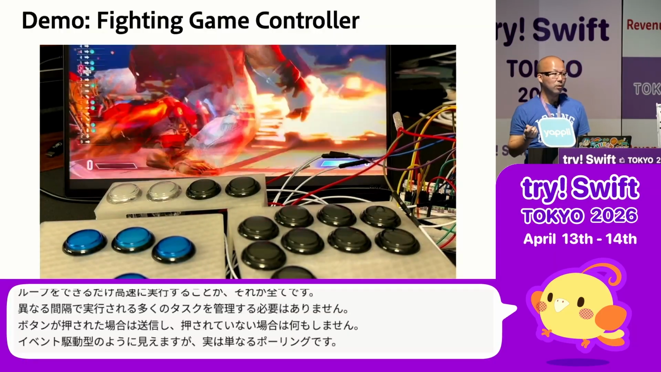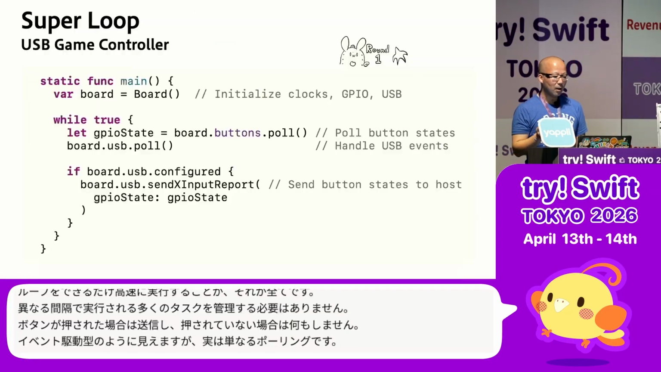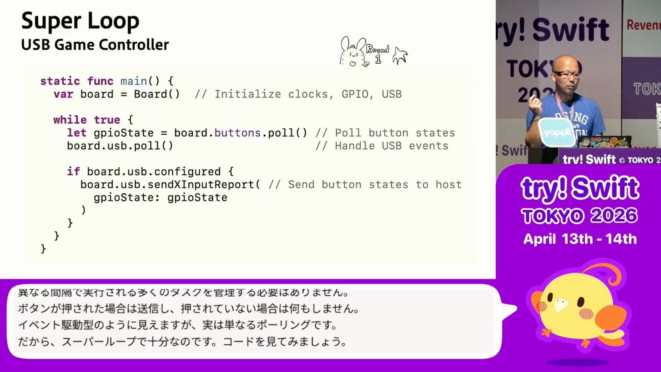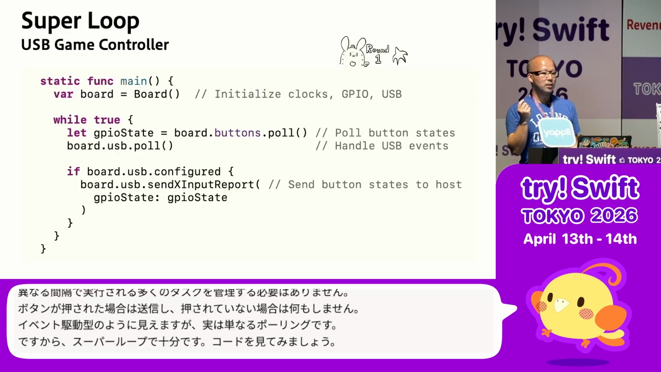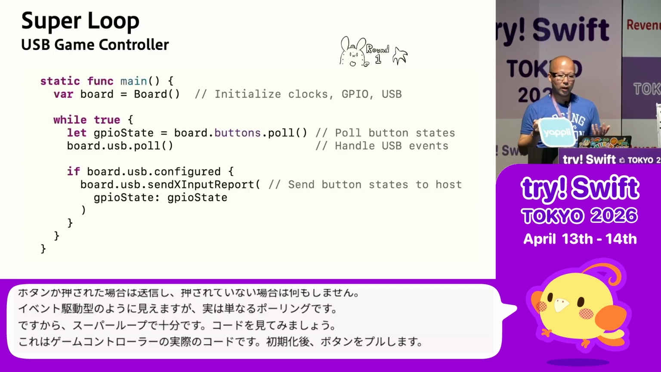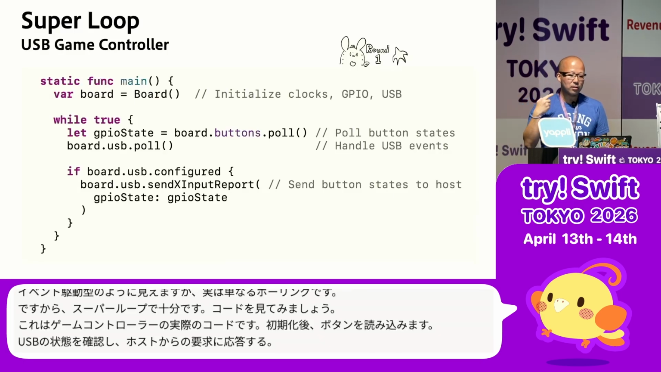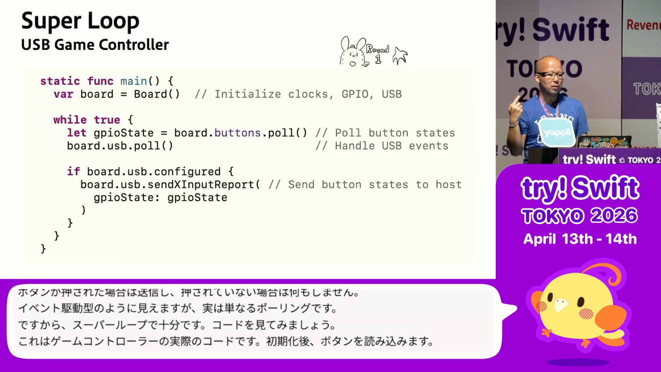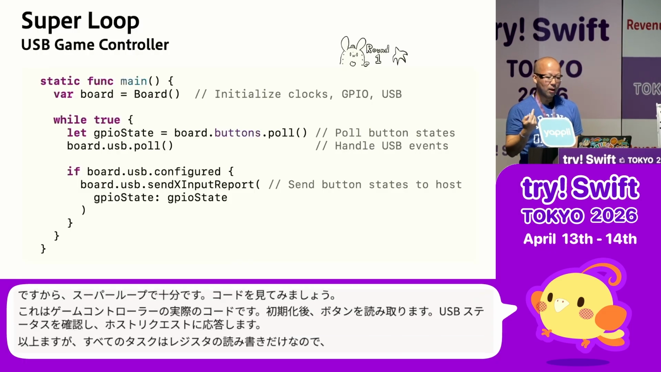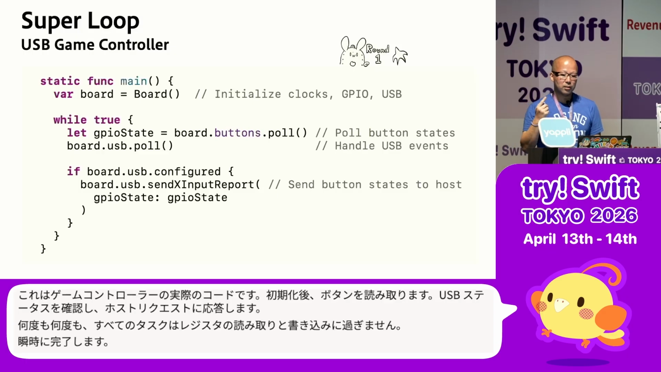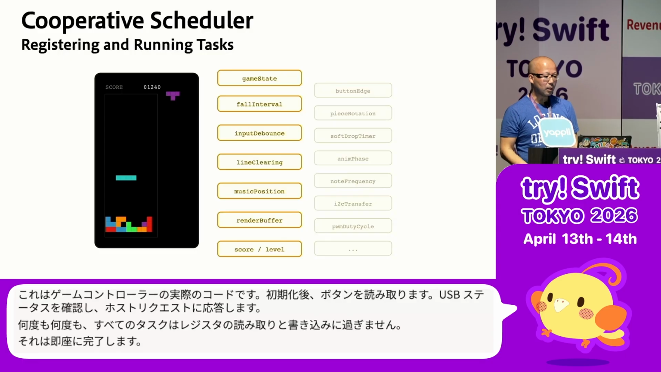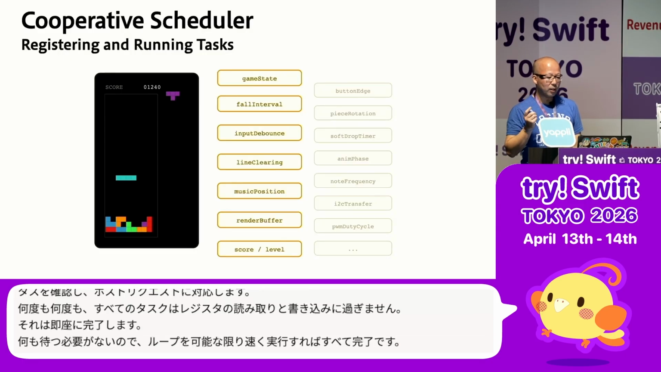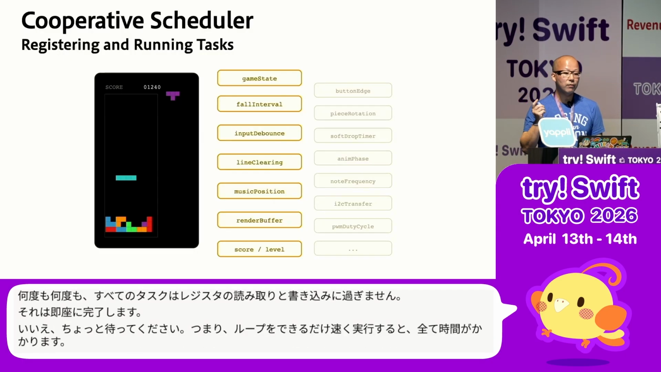Let's look at the code. This is actual code from the game controller. After initialization, it polls buttons, checks USB status, and responds to the host requests over and over. Every task is just reading and writing registers, so it completes instantly. There's nothing to wait for, so running the loop as fast as possible is all it takes. In a super loop, every task runs on every iteration of the loop.